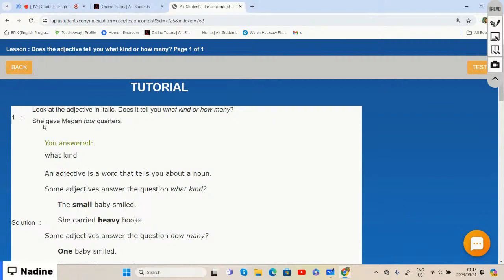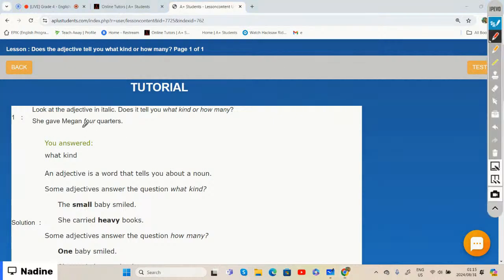All right, and she gave Megan 4 quarters. And if we look at that word, 4 quarters, it tells you how many she gave. So anything that has to do with a number, or for example words like several, many, a lot, we say that is how many.